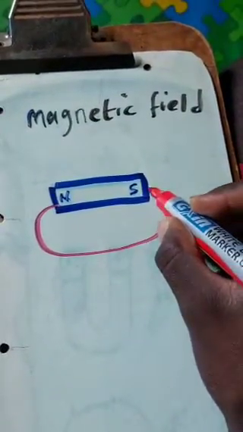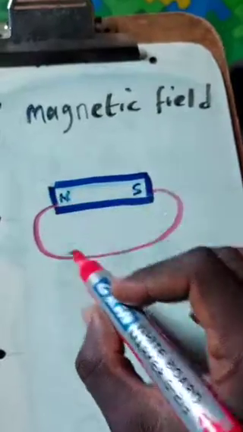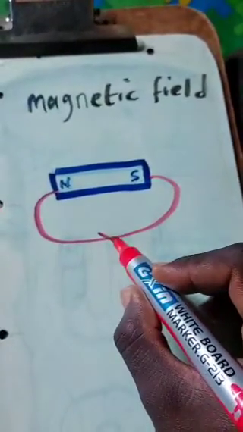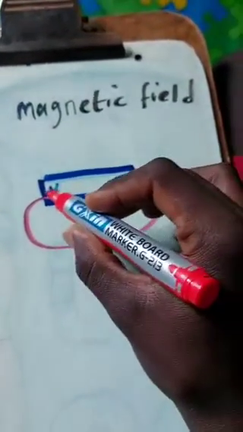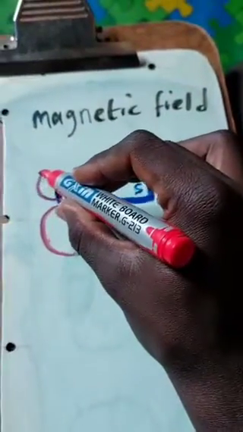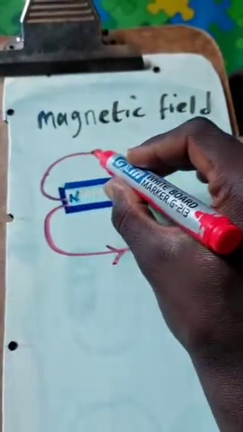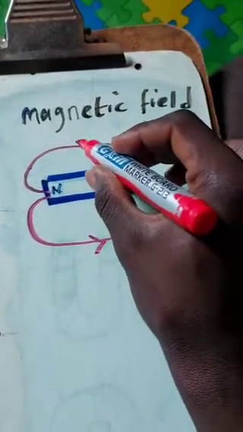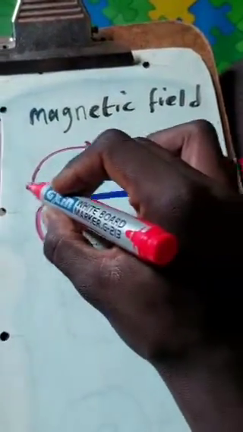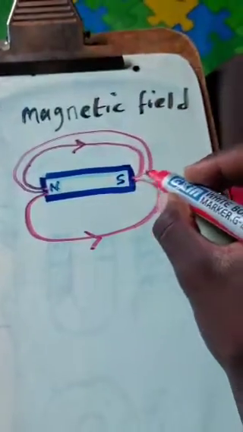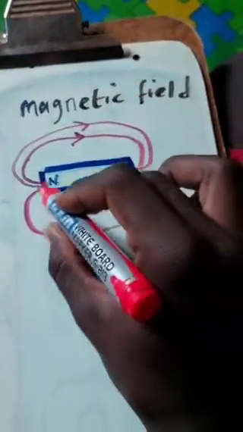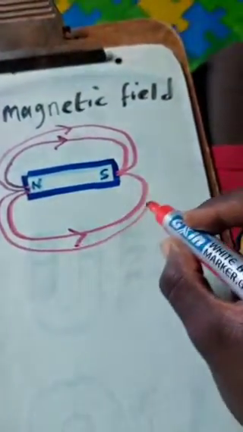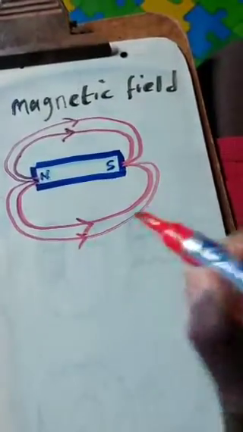If you are asked to draw the magnetic field lines from north to south, what indicates the direction is the arrow. From north to south. Just like that. North to south. That is how you draw magnetic field lines on a bar magnet.